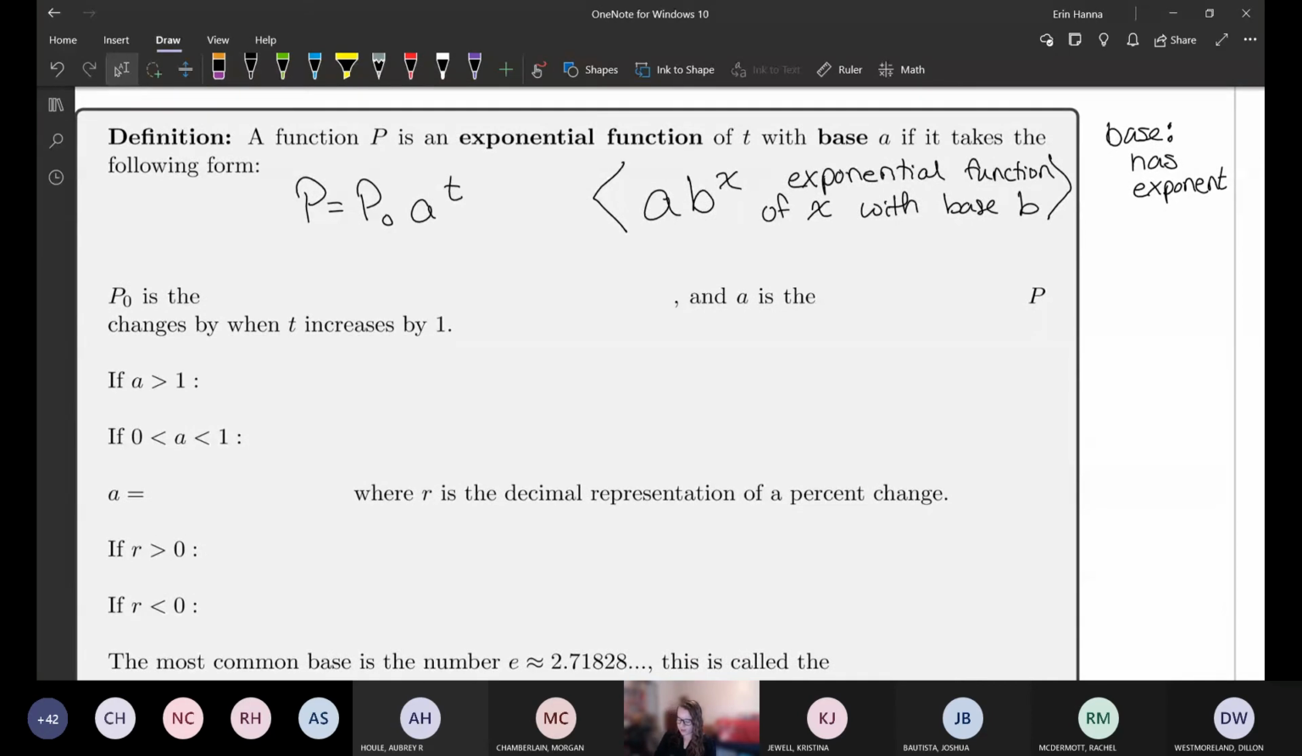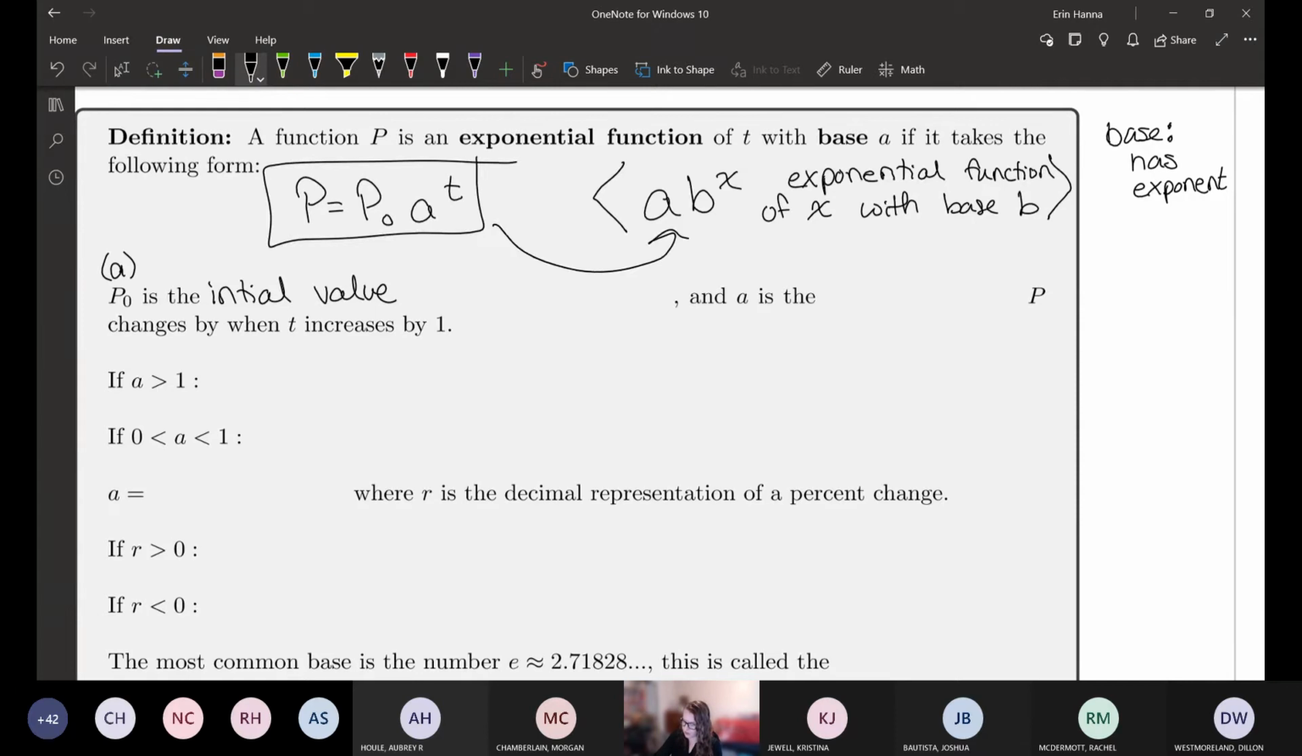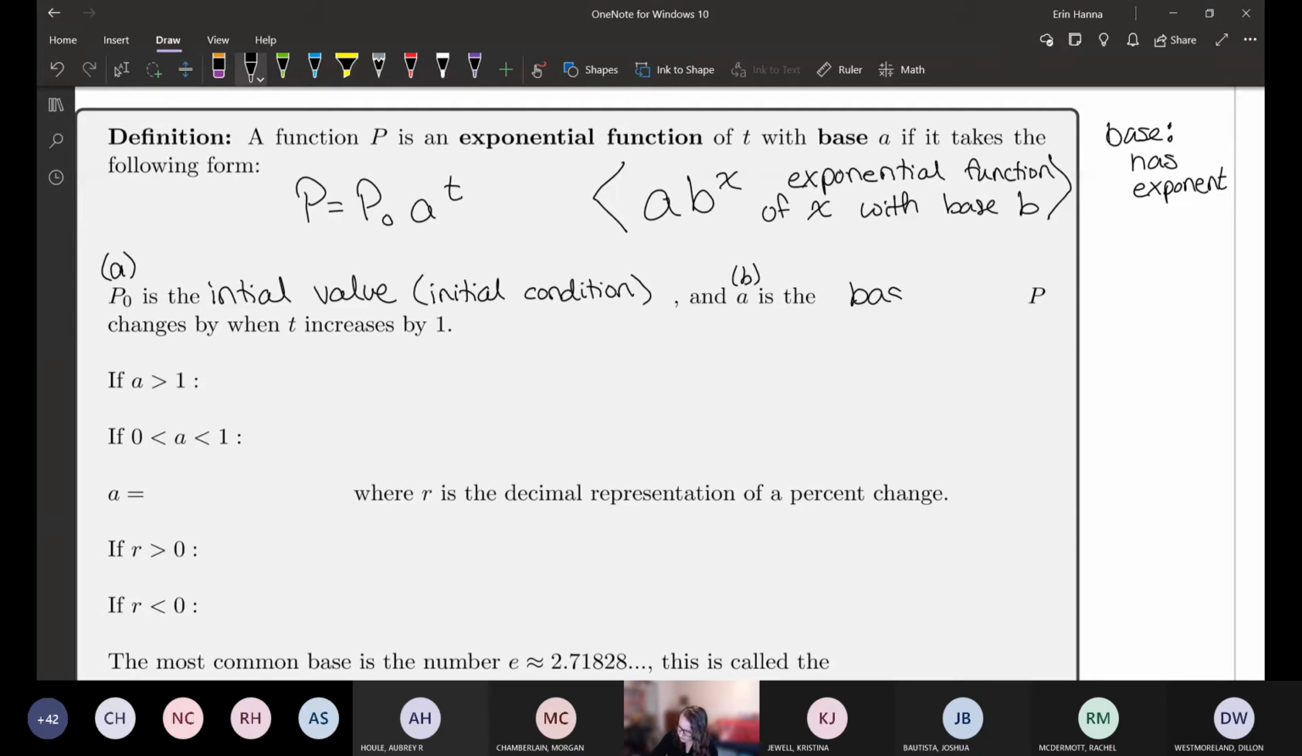So P naught, or A, if you're using the other one, is the initial value. I will always use P naught. So this is the form that I will always use. It is exactly the same thing as this form, just different letters. This is also sometimes called the initial condition. So initial value or initial condition. And the A value or the B value is the base.